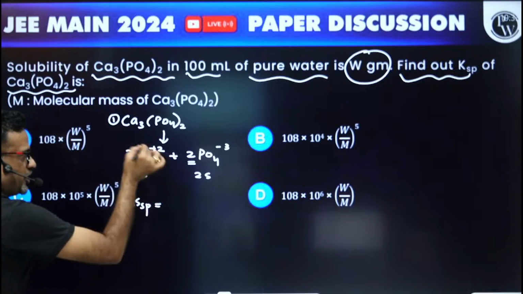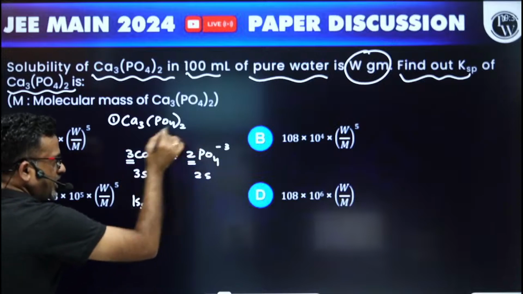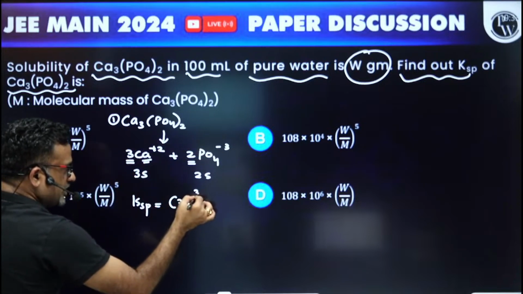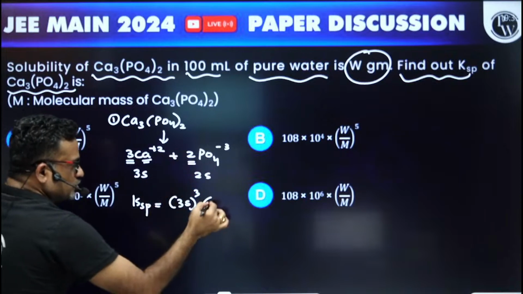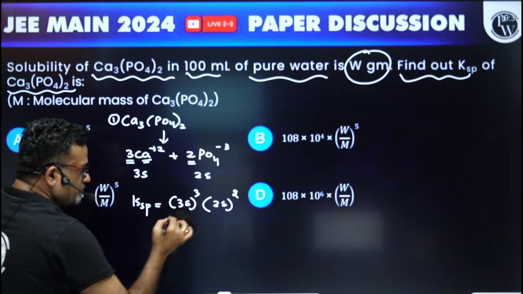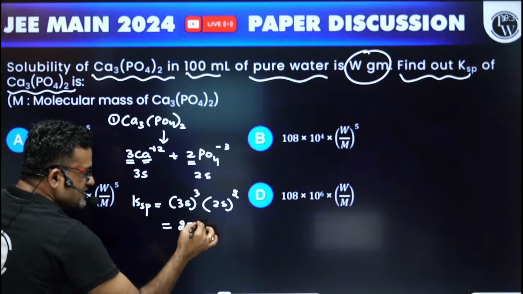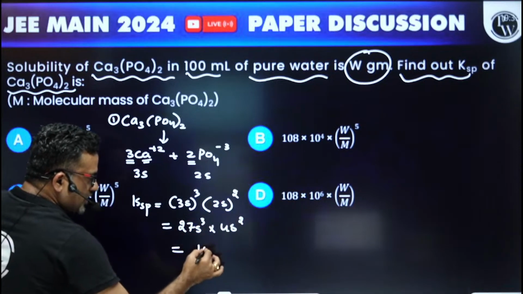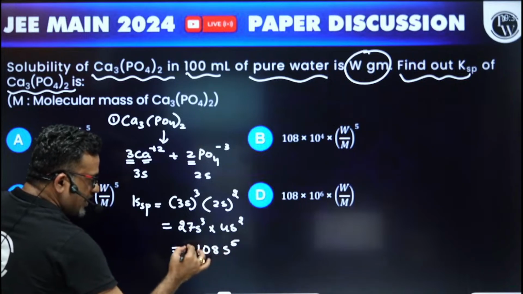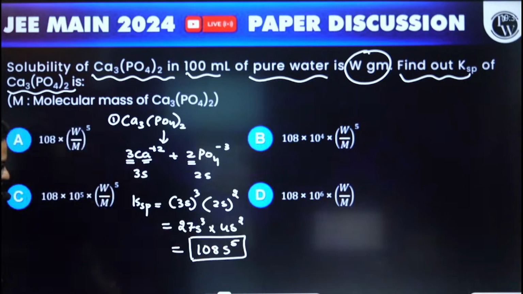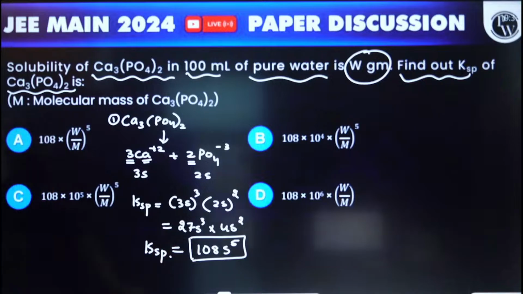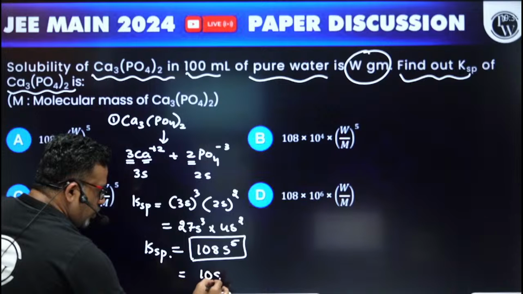Solubility product is product of molar concentration of ions. Calcium is raised to 3, so that means 3S raised to 3. Phosphate is raised to 2, that means 2S raised to 2. This is 27S cube and this is 4S square. That is totally 108 S raised to 5. 108 S raised to 5 would be your Ksp. Is that clear? But what is S?